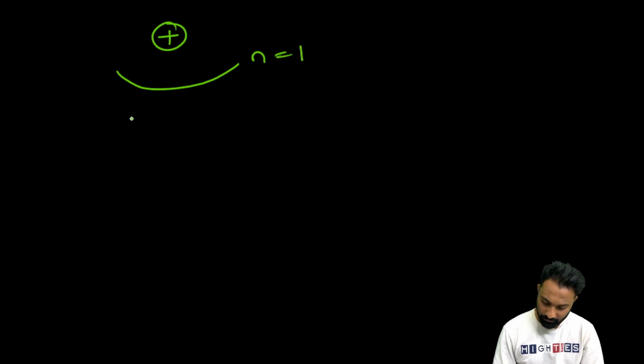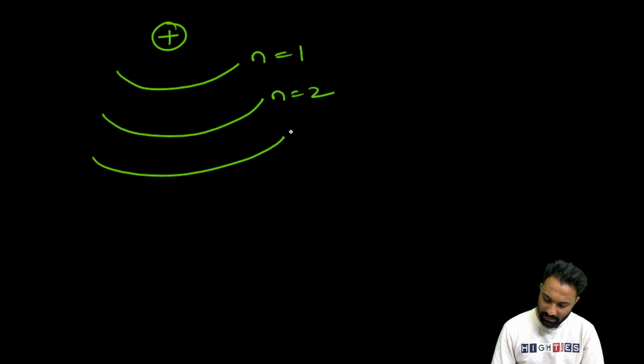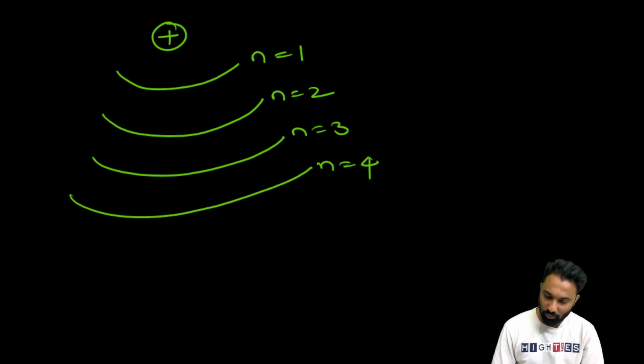You see, the best example we have already studied in atomic structure. This is a nucleus. For this nucleus, this is the n equal to 1 orbit. This is the n equal to 2 orbit. Now this is the n equal to 3 orbit. Now this is the n equal to 4 orbit.